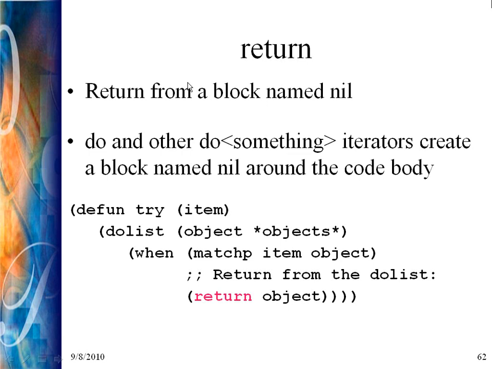So return from a block named nil: do times, do list, and loop all establish a block named nil that surrounds them. So here we have our looking for item again, and we do list objects when match p item object return object. And when it gets to the end, it returns nil, which is the value of the third item of the do list. So here it looks for a match, and if there's a match, it immediately returns it.